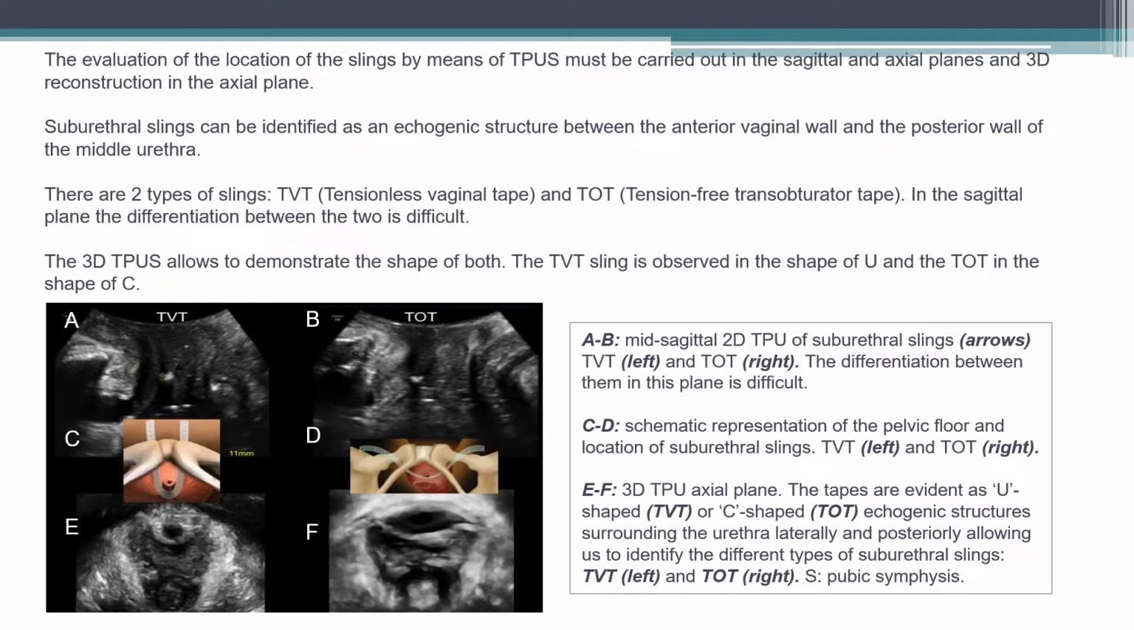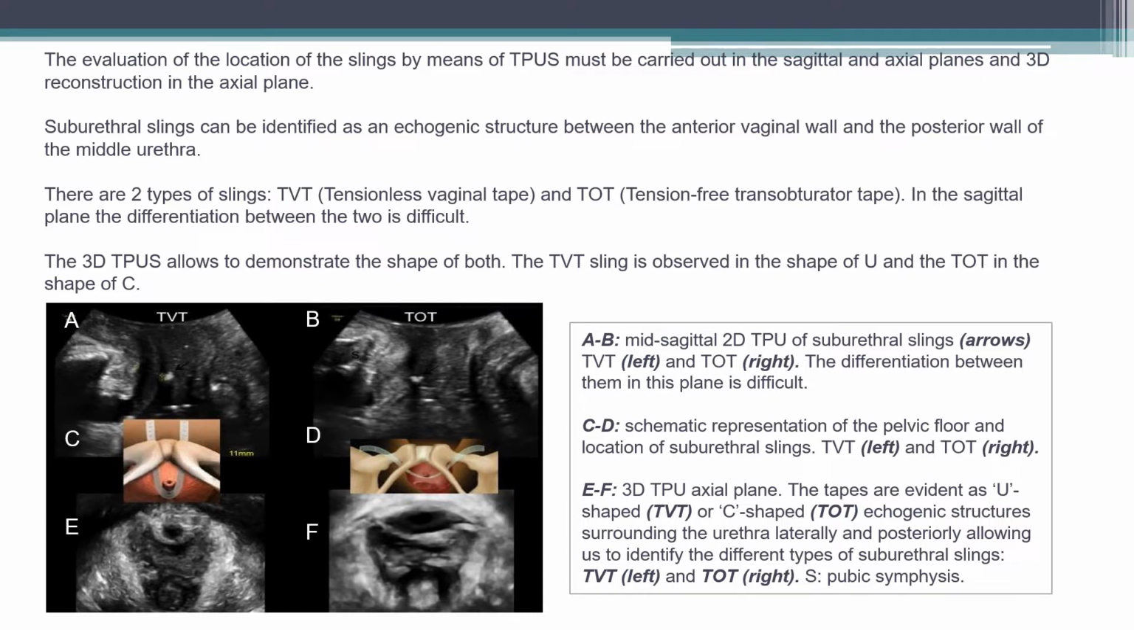Suburethral slings can be identified as an echogenic structure between the anterior vaginal wall and the posterior wall of the middle urethra. There are two types of slings, TVT, tensionless vaginal tape, and TOT, tension-free transobturator tape. In the sagittal plane, the differentiation between the two is difficult. The 3D transperineal ultrasound allows us to demonstrate the shape of both. The TVT sling is observed in the shape of a U and the TOT in the shape of a C.